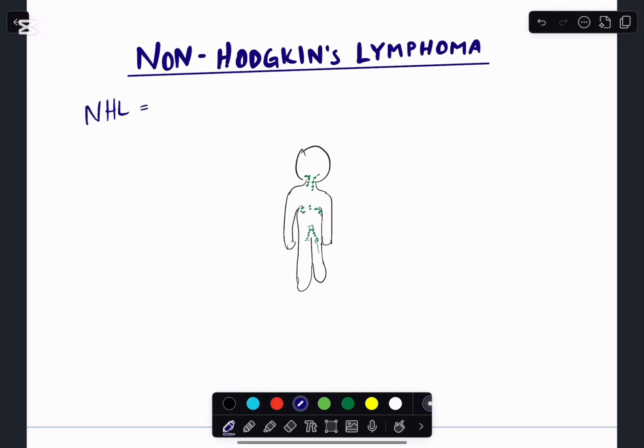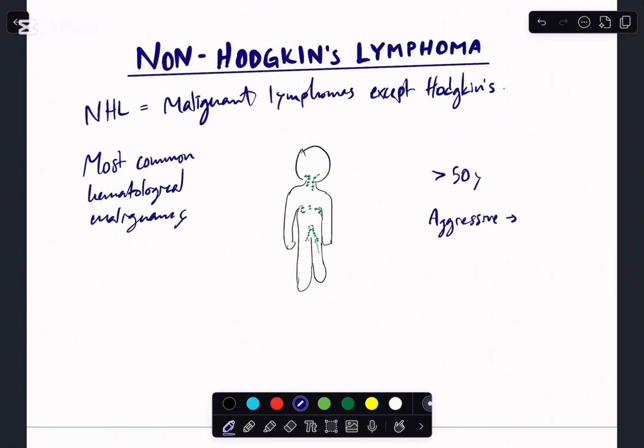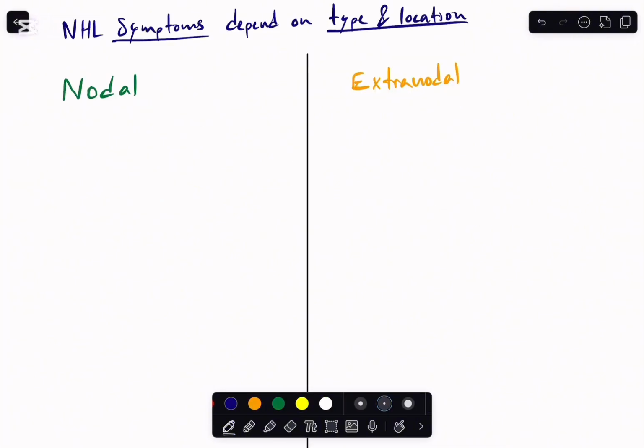NHL is a cancer of the lymphatic system that includes all lymphomas except Hodgkin's lymphoma. It is the most common hematological malignancy and is more frequent in older adults, but aggressive types also affect young adults. The symptoms depend on type and location, so we can divide it into nodal and extranodal disease.